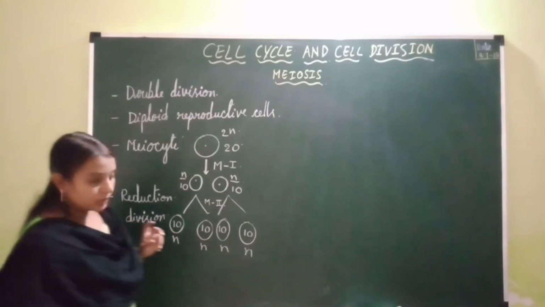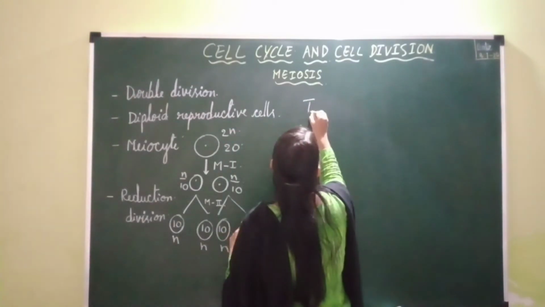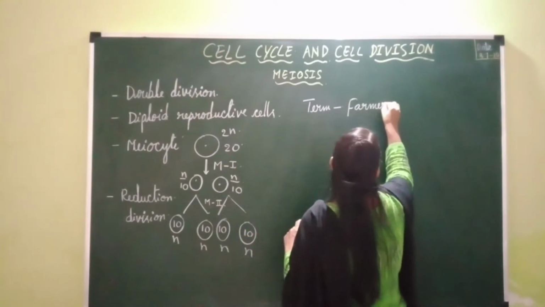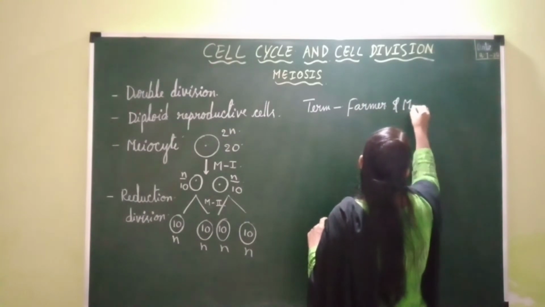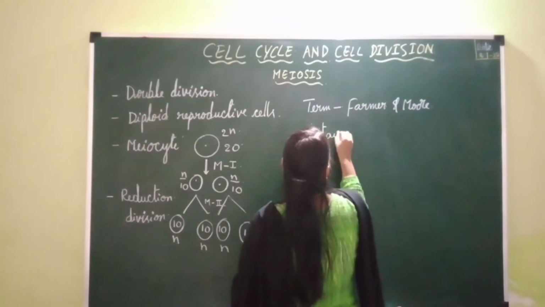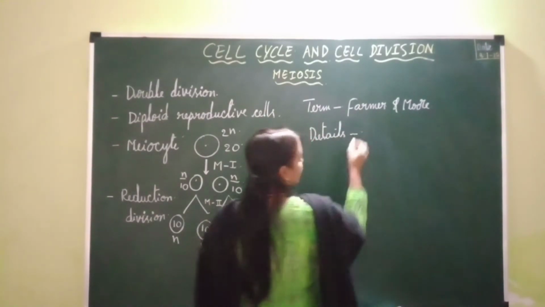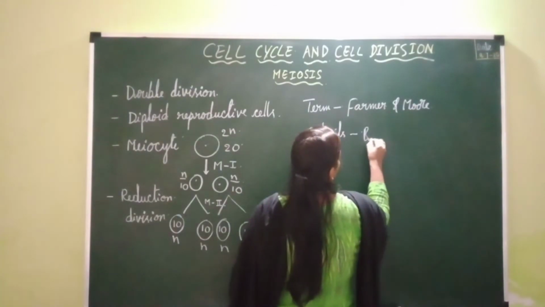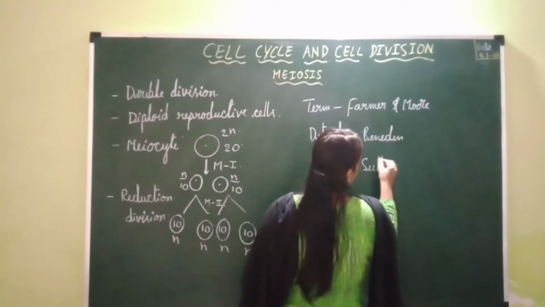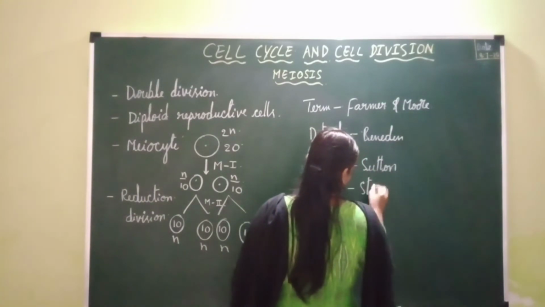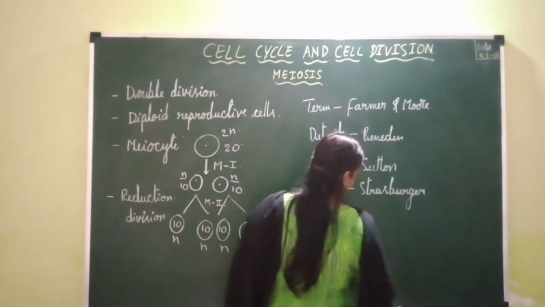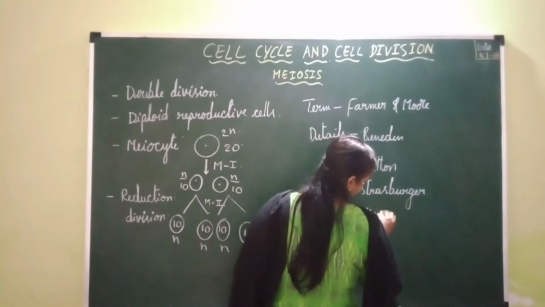Okay. Now this term meiosis was given by Farmer and Moore. The details of meiosis were explained by 4 scientists. They are Benedin, Sutton, Strasburger and Winiwarter.